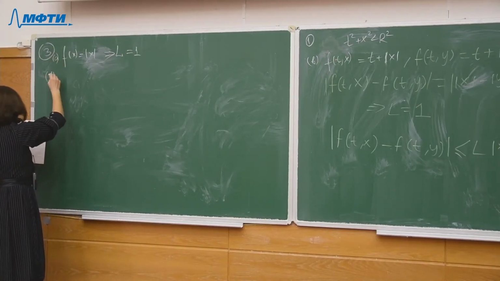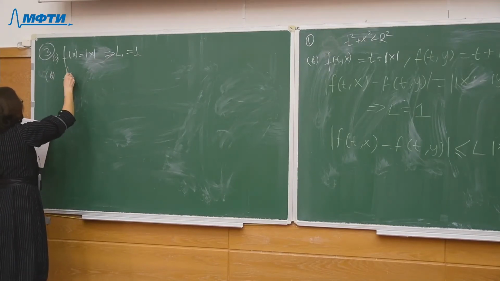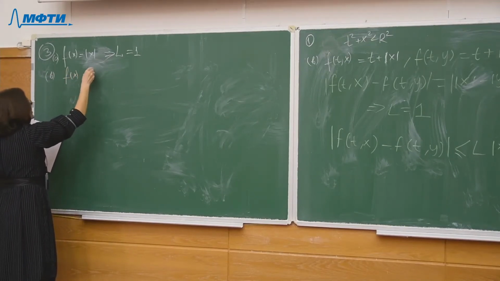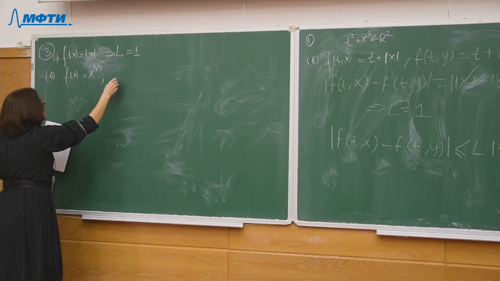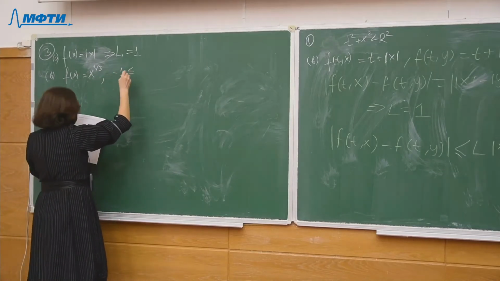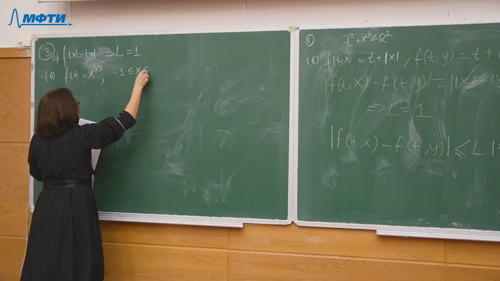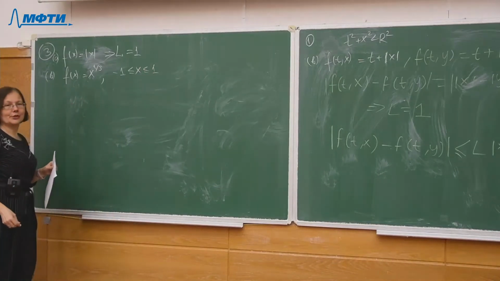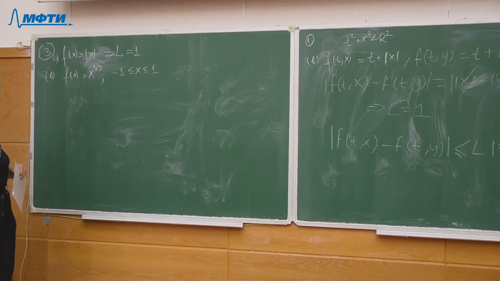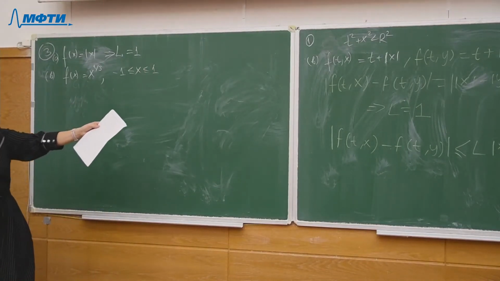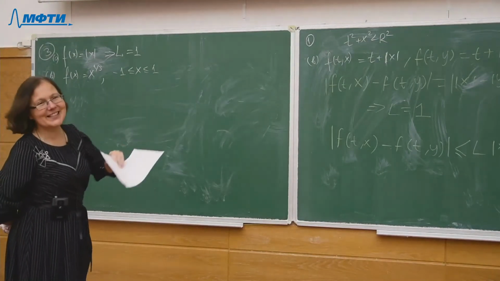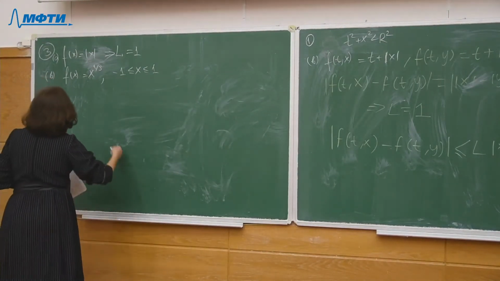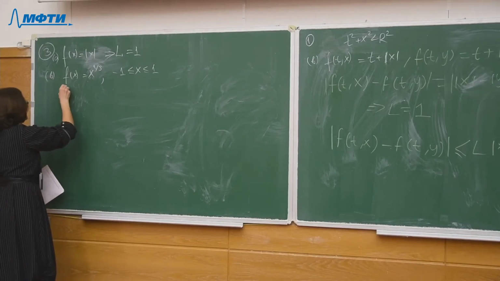Okay, 3b. If f of x is x raised to the power 1/3 and x is between -1 and 1, is it Lipschitz or not? No. The same reasoning as in part C shows that it is not Lipschitz.